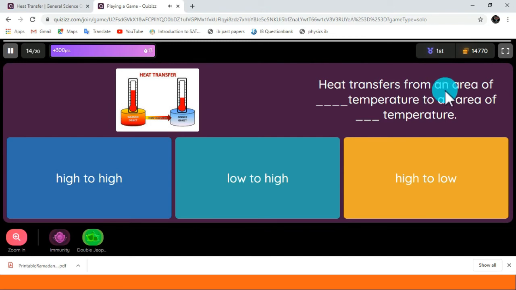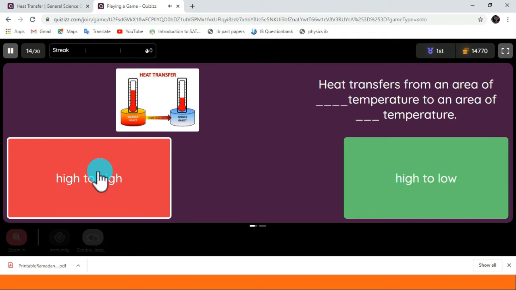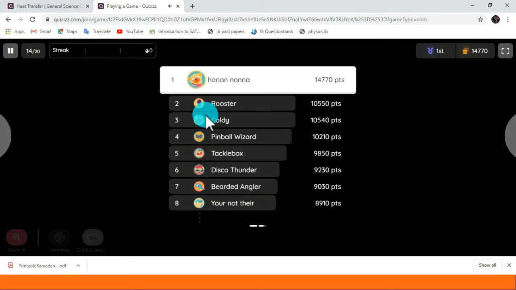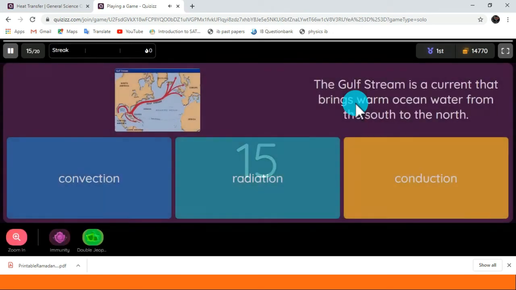Heat transfers from an area of high temperature to an area of low temperature, from hot to cold, from high to low. Oh, sorry, by mistake. High to low. Okay, no problem. The Gulf Stream is a current that brings warm ocean water from the south to the north. Motion of hot air, hot warm water. So, convection.